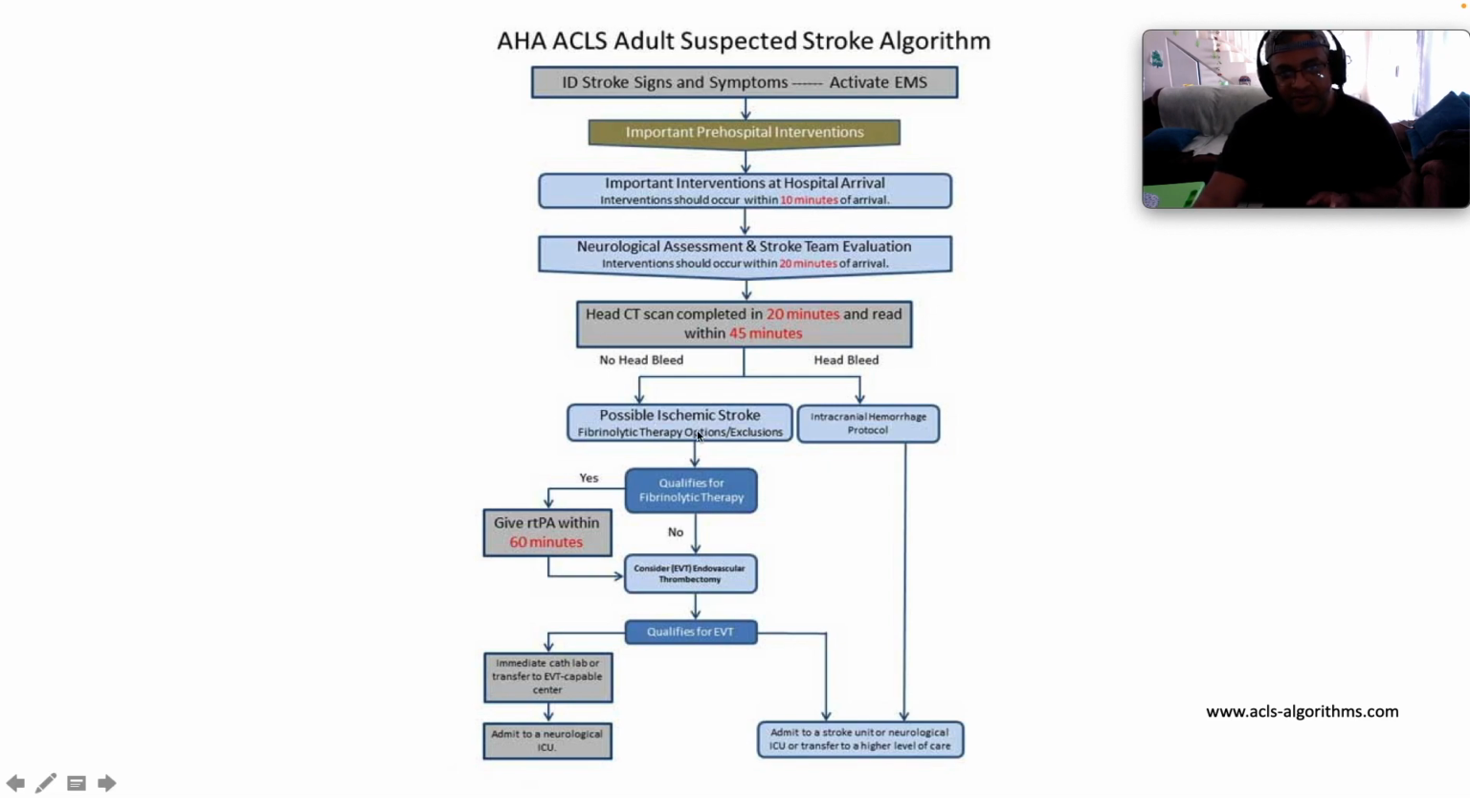Now, if that CT confirms that you've got a head bleed, unfortunately, we can't thrombolyse that patient. You've got to activate the intracranial hemorrhage protocol, and it needs to be discussed with neurosurgery with a view to clot evacuation, depending on the territory and the size of the hemorrhage. But if there is no head bleed, then you can consider this being possibly an ischemic stroke. You may consider fibrinolytic therapy if the patient presents within at most 4.5 hours from the time of onset of symptoms. If they do qualify for fibrinolysis, and there's a whole lot of contraindications to thrombolysis, if there are no contraindications, we can give recombinant tissue plasminogen activator within 60 minutes. And then you can consider endovascular thrombectomy.